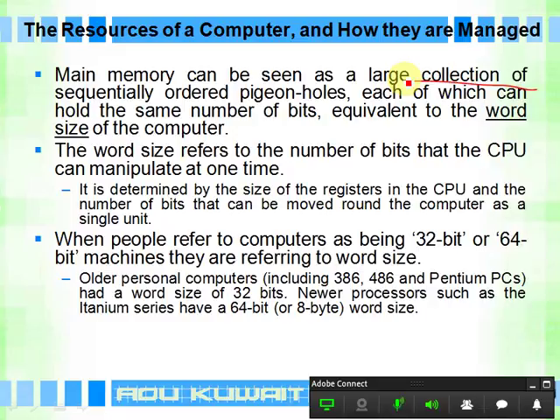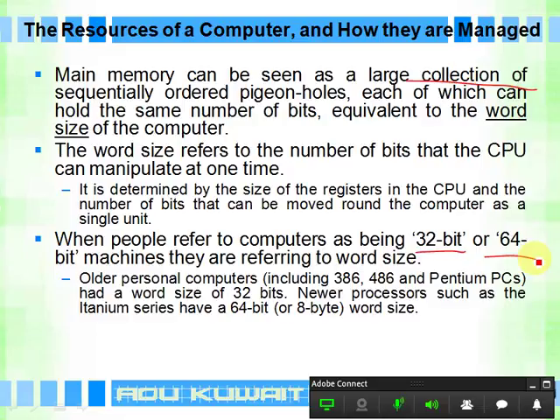Pigeonholes are nothing but the blocks, each of which can hold the same number of bits, equivalent to the word size of the computer. Word size of the computer is the number of bits the computer can process at one time. So you have a 32-bit or a 64-bit computer, right? 32 bits means 4 bytes. So a computer can process 4 bytes of data in one instruction at one time.